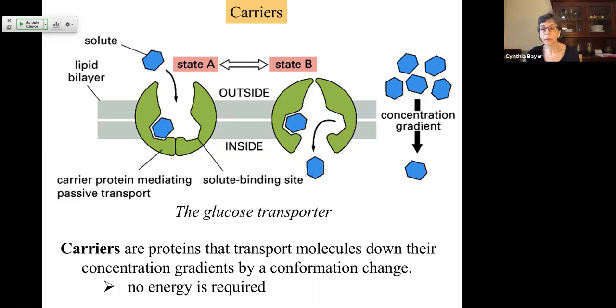So we have to stop here because we have run out of time, but we'll pick up here on Friday and discuss what happens if the solute that's being moved has a charge to it. That sort of changes everything. So we'll pick up there on Friday, continue talking about transport across membranes.